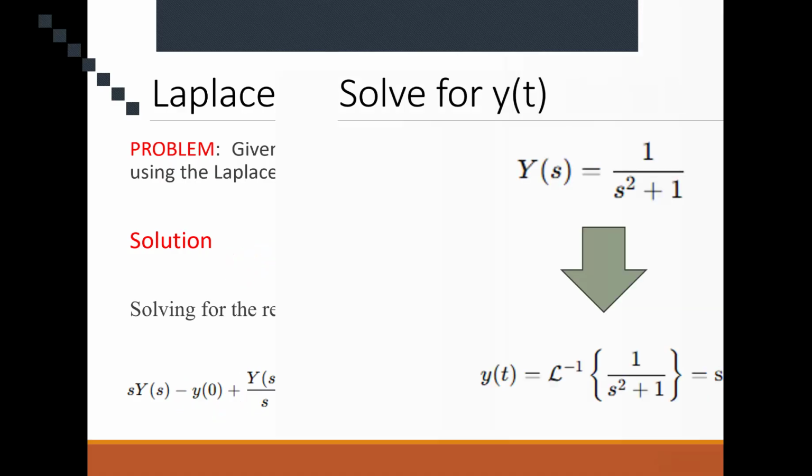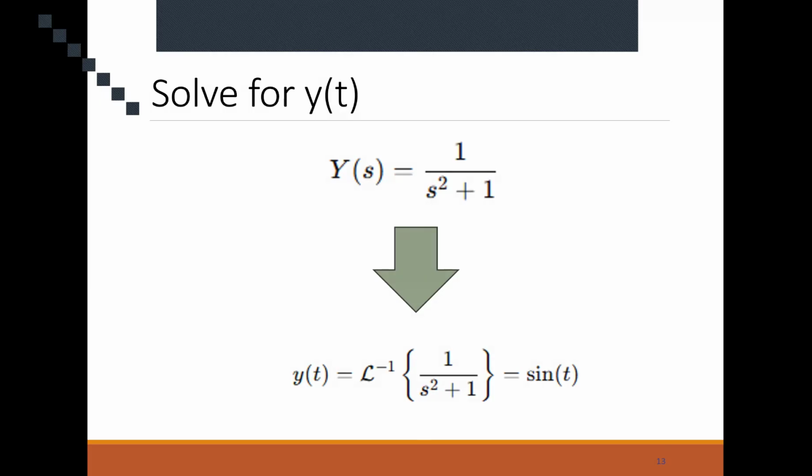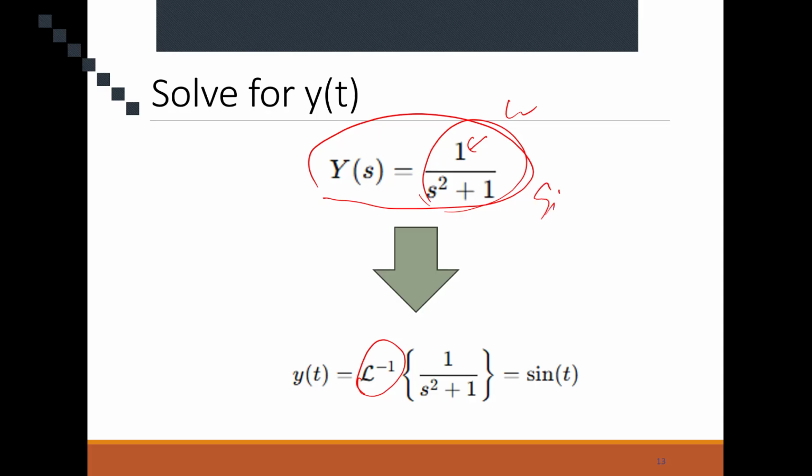Okay? Now, what if we want to go in the opposite way? This one is easy because we already have the cheat sheet in the table. So if we want to find the inverse Laplace transform of 1 over s squared plus 1, we know this one is sine of t. If that one is omega, it becomes sine of omega t.